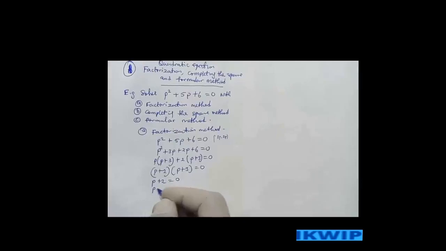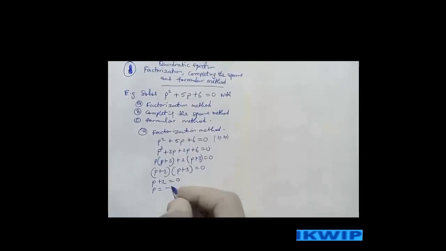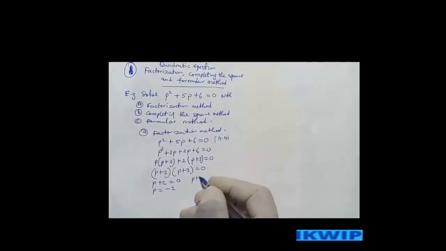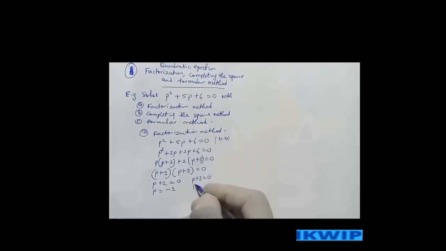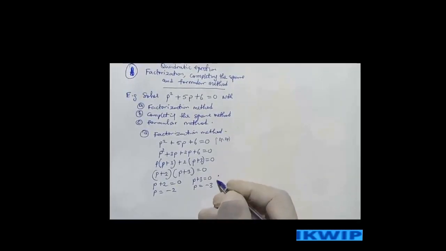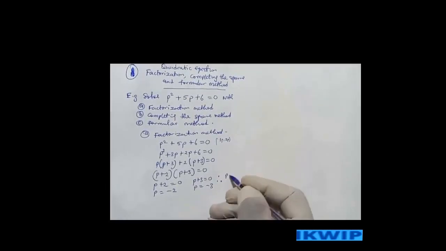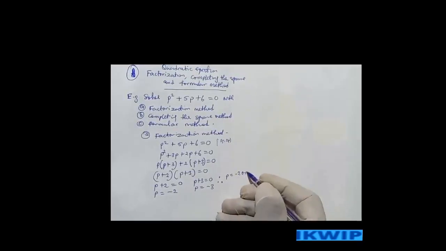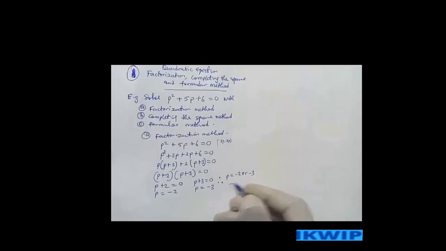So p plus 2 is equal to 0. P equals minus 2. So the 0 comes to the other hand, it's going to become 0 minus 2. Okay, p plus 3 is 0. P is equal to minus 3. Therefore p is equal to minus 2 or minus 3.